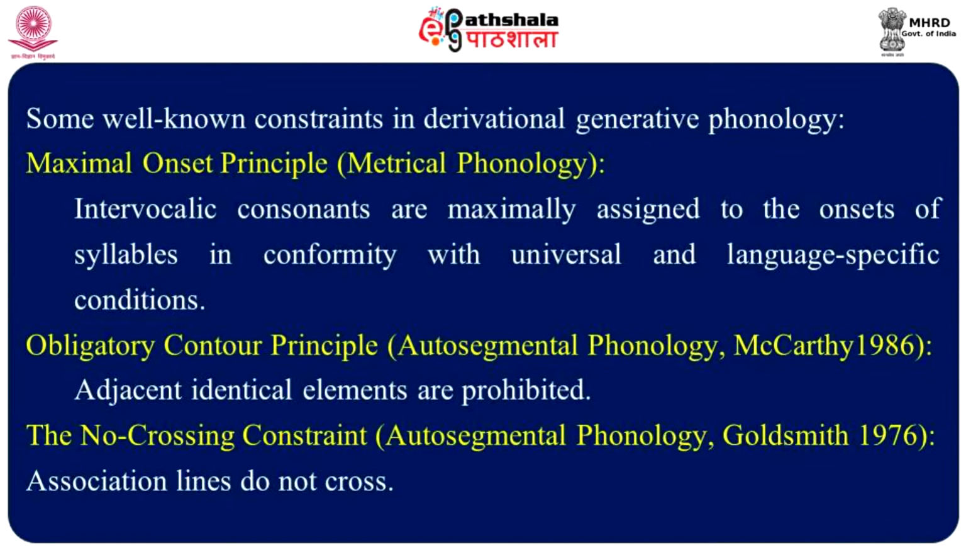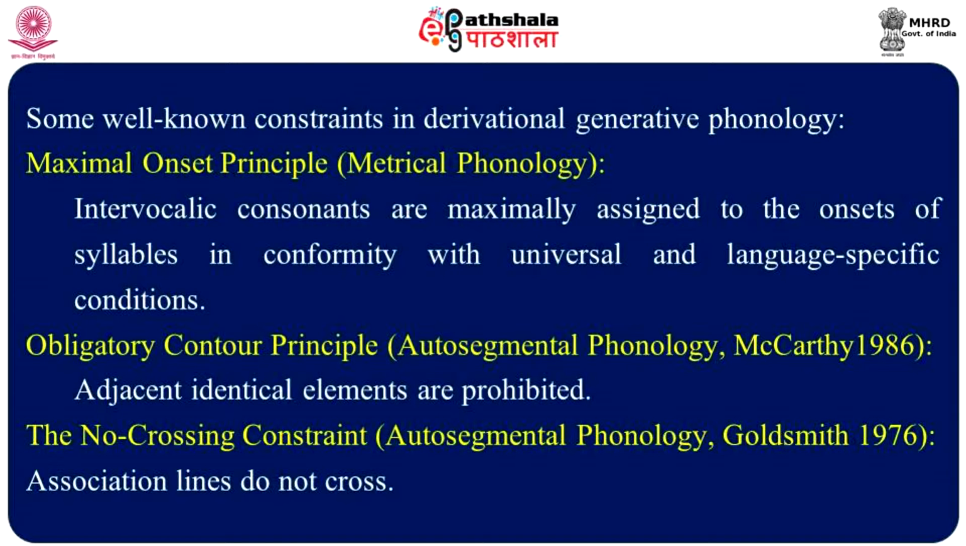In derivational generative phonology, there is provision for both rules and constraints. Let's take a look at some of the well-known constraints in generative phonology. As you see them on the screen, the maximal onset principle, which says intervocalic consonants are maximally assigned to the onsets of syllables in conformity with universal and language-specific conditions. So if there is a single consonant between two vowels, it goes as the onset, not as the coda, following this principle.